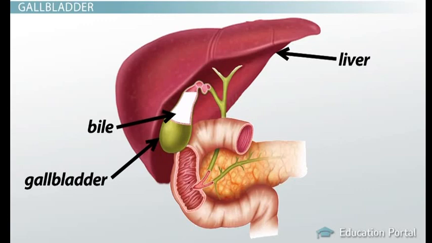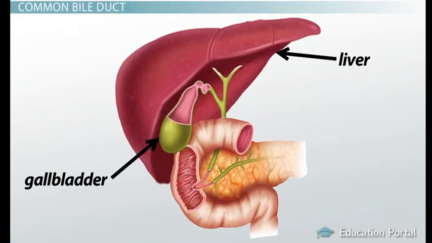While it's in storage within the gallbladder, bile is concentrated by the removal of water. Then, when you eat a fatty meal and that fat reaches the duodenum, a hormonal stimulus tells the gallbladder to contract, pushing the stored bile into your digestive tract. We'll learn more about this hormonal stimulus later in the lesson.